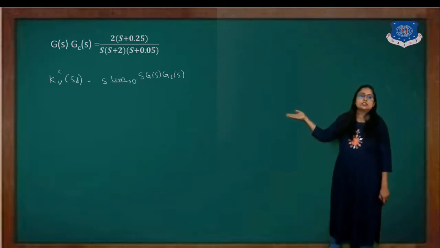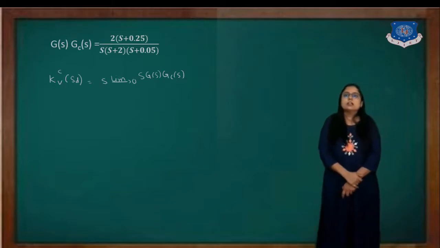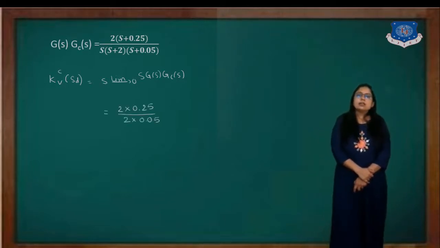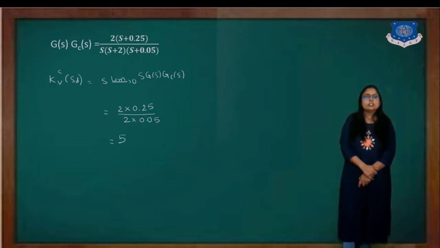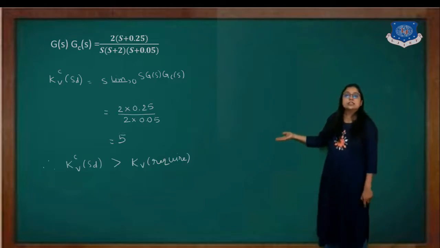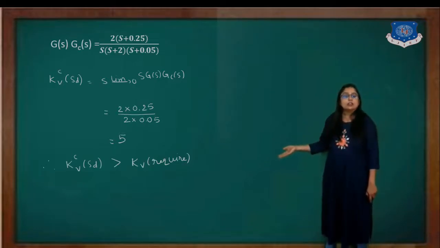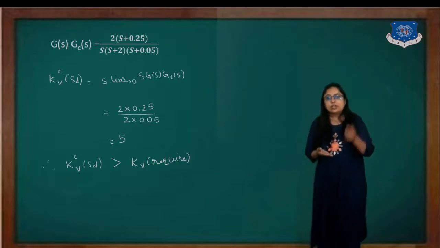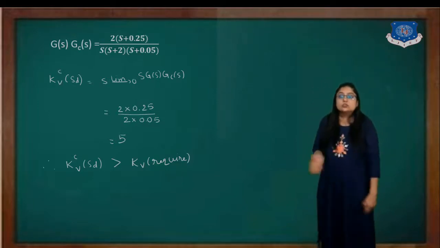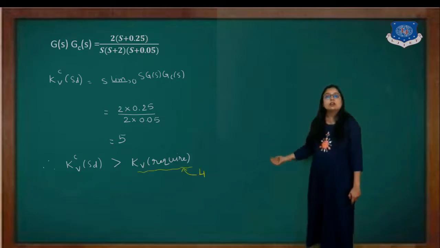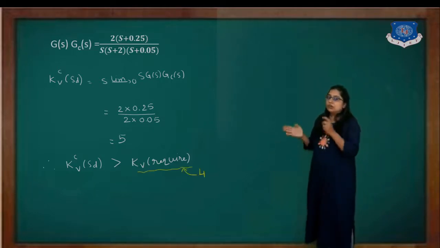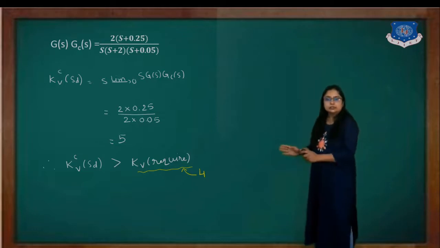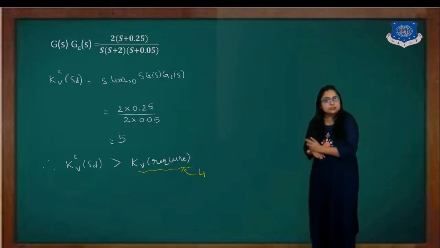Now we will find the KV compensated. That is limit S tends to 0 of S into G of S. Now you just substitute the value and put S equal to 0, and when you solve this you will get 5. So here KV of the compensated system is greater than your KV required. If you remember how we found the KV required, that is 1 upon ESS. So here it is 5 and my KV required is 4. That means whatever design I have done is correct, because my KVC of the compensated system is greater than my KV required.